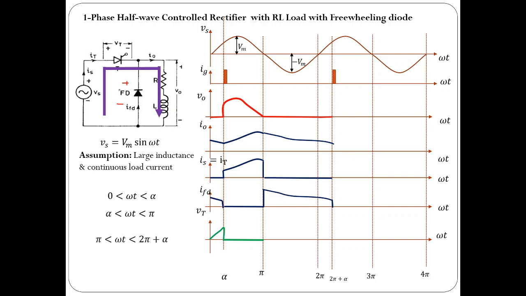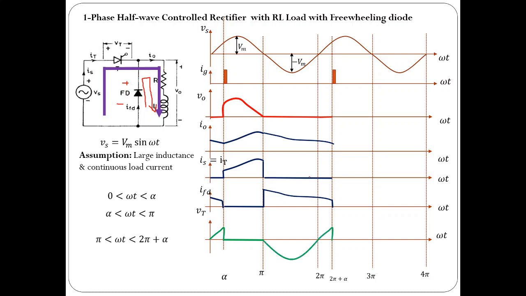The freewheeling diode is forward biased and starts conducting. So now the new path would be this way. That is for omega t from pi to 2 pi plus alpha, that is until the next firing angle is given. During this period, according to our assumption, the current through the inductor must be continuous, and that continuous current must be given a path, and that path is through the freewheeling diode. This inductance would take care of the forward biasing condition of the freewheeling diode.